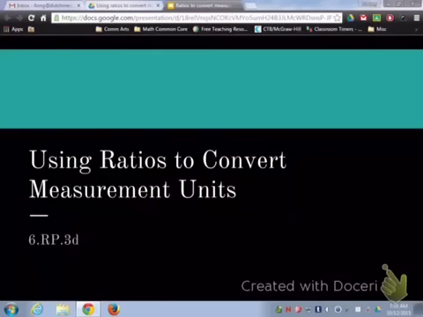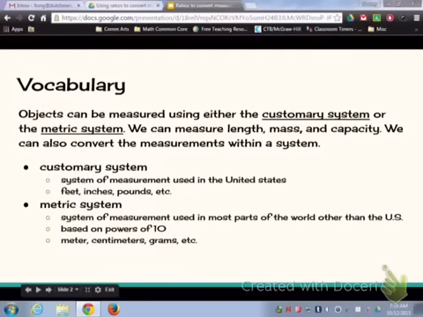Today we're going to talk about using ratios to convert our measurement units. So, to start off, objects can be measured using either the customary system or the metric system. We can measure length, mass, and capacity. We can also convert the measurements within a system. So, let's go into customary and metric just a little more.